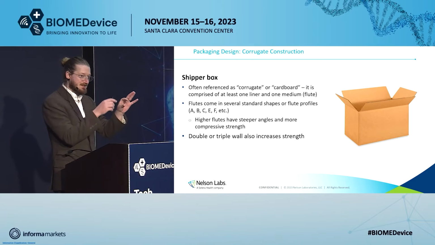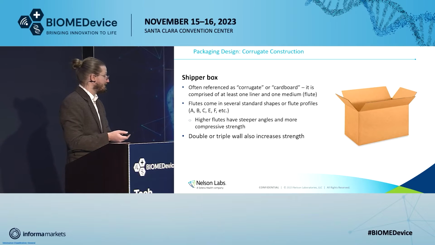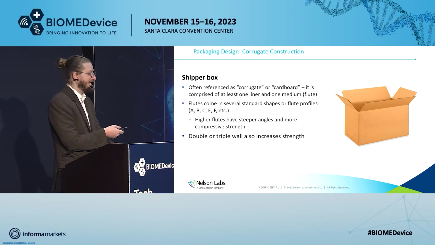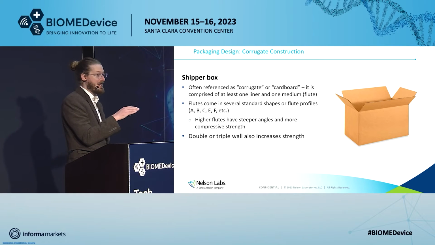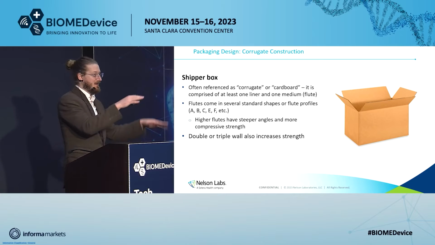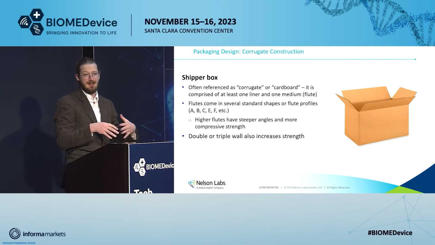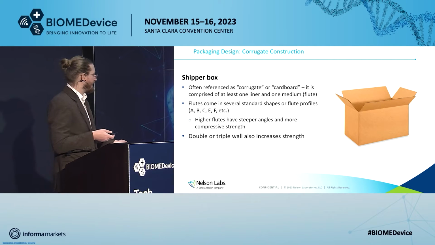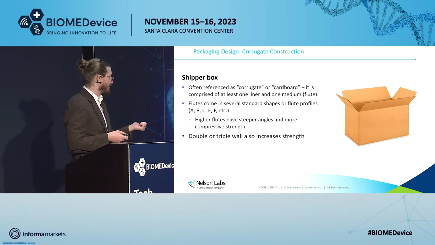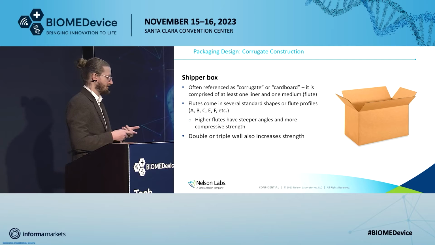The fluting, which is the zigzag pattern between the cardboard layers, comes in different sizes: A, B, C, E, and F. Your higher flutes have steeper angles. So if you're thinking about shipping on big pallets, maybe you want a higher fluting strength so that as they're all stacked on top of each other, the ones on the bottom aren't being compressed and now you've squished and ruined all your product on the bottom. You can also get your corrugate in double or triple wall strengths, and that'll also increase your compressive resistance.